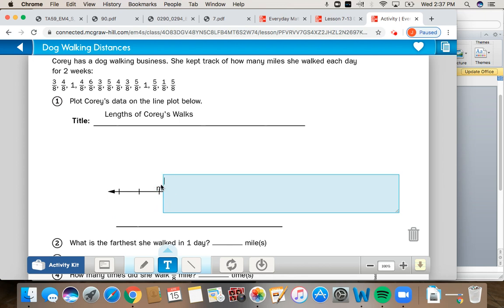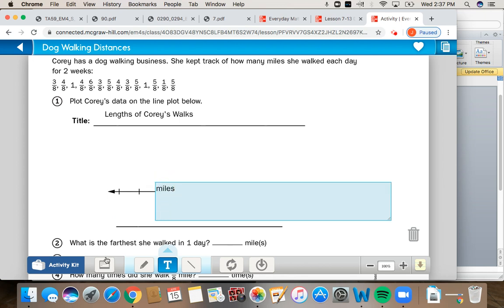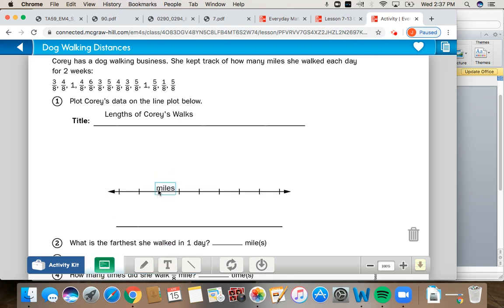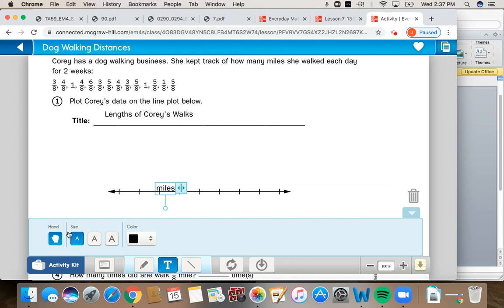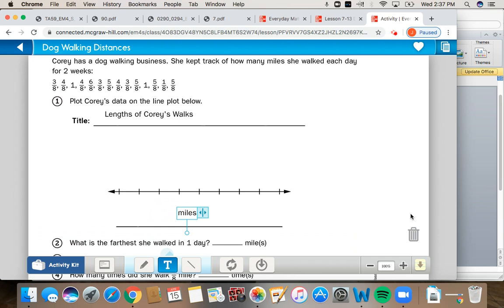So that means, oh, that's not where I wanted it. Please pardon my trying to move that around. I wanted that down here, right on that line. So that's my label, and that is my unit.